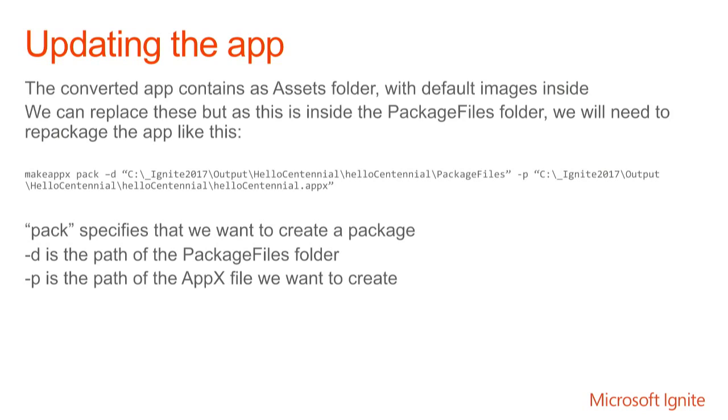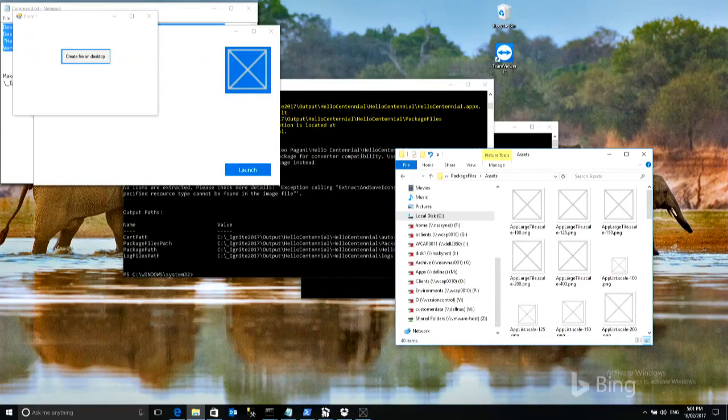The first one, pack, specifies that we want to repackage. We then give it the name of the package files folder containing the files that we want to bring in and update, and then point it at the AppX that we want to generate, or the AppX that we want to update. Now for MakeAppX, if you've got Visual Studio installed, run up a Visual Studio command prompt, then you'll have access to it. If you don't have that, here's where you can find it.